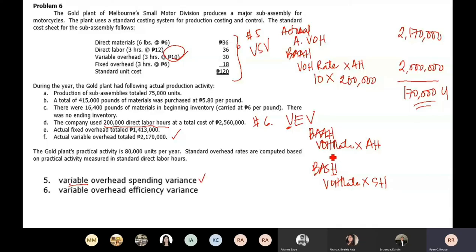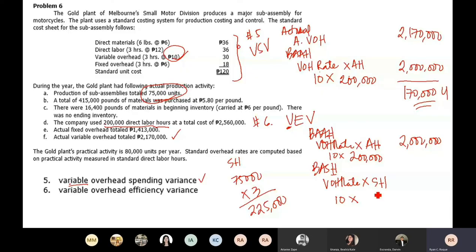Di ba yung sa BAA? So that would be 10 times 200,000 actual hours. So 2 million po ang ating BAA variable component. How about the BASH? Atin uli ang VOH rate times... Anong standard hours natin? So ang standard hours natin kanina, that would be 75,000 units produced. Ito po. Multiply natin ng 3 hours. So 225,000. Therefore, ito ay 2,250,000.